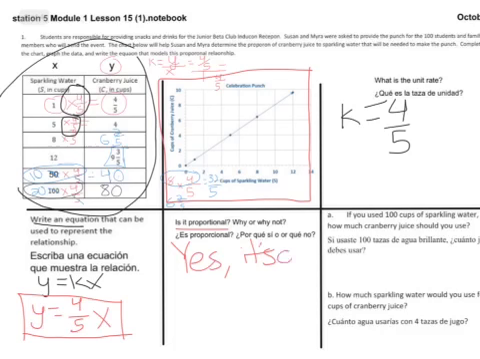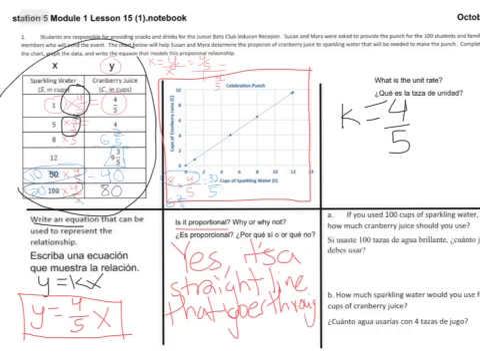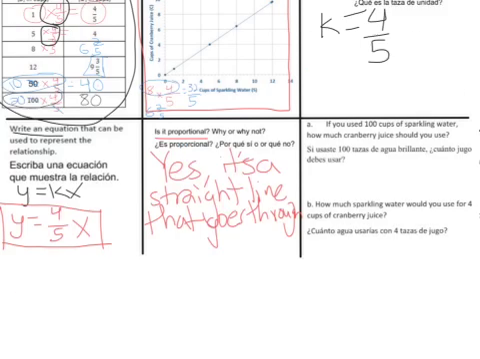it's a straight line that goes through the origin.